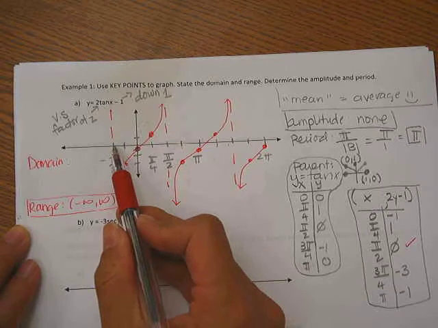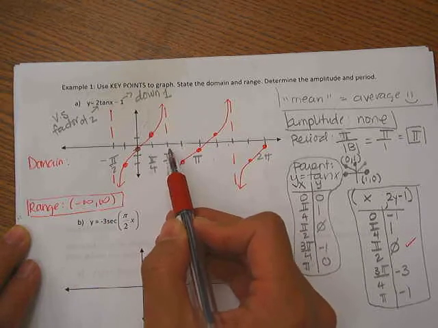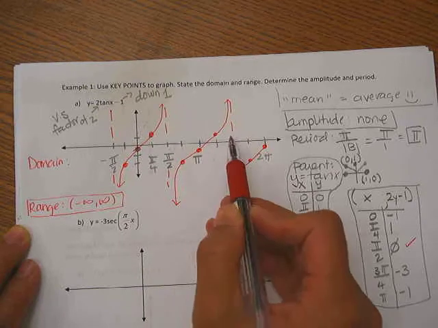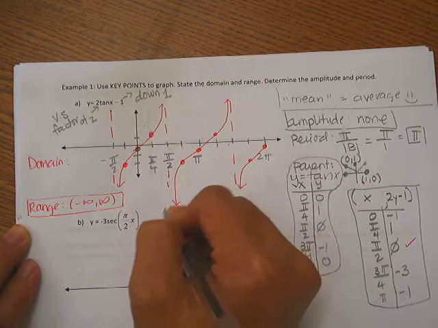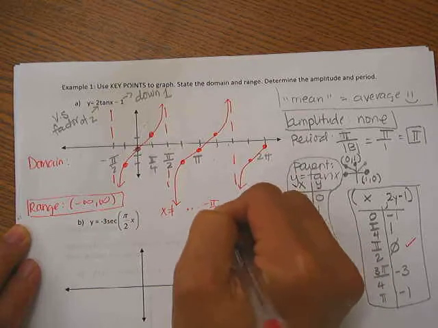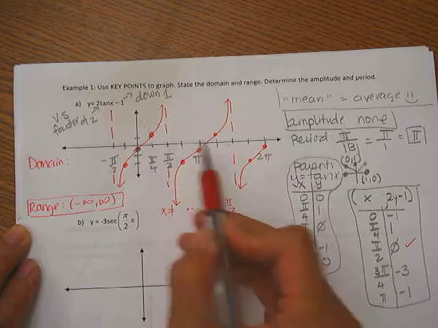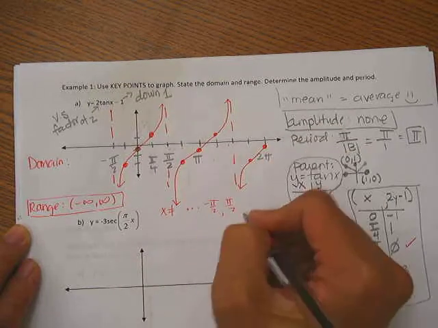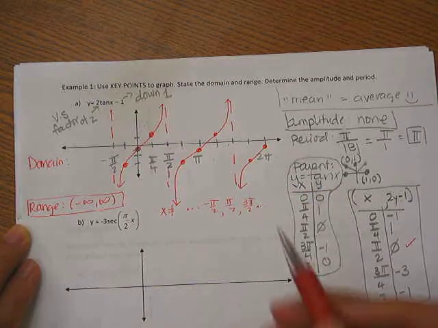Looks like we're excluding negative pi over 2, and then a positive pi over 2. Then this is a pi over 2, this is 2 pi over 2, this is 3 pi over 2. So if I write a list, dot, dot, dot, right? X not including negative pi over 2. The next one is positive pi over 2. So if this is positive pi over 2, this is 2 pi over 2, that's 3 pi over 2. Okay, dot, dot, dot. Would you agree?